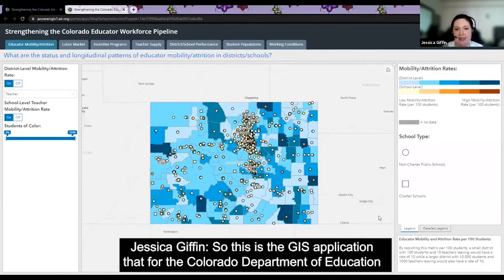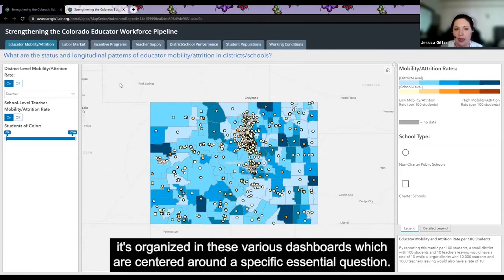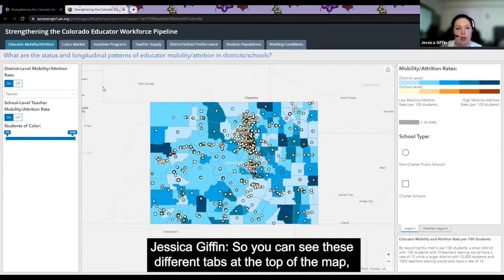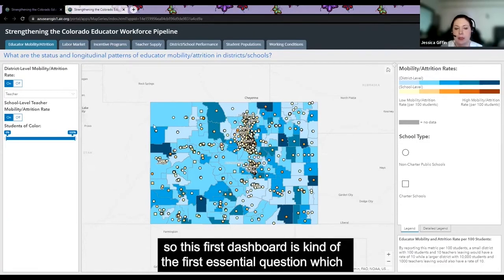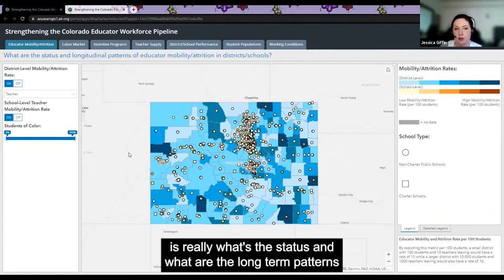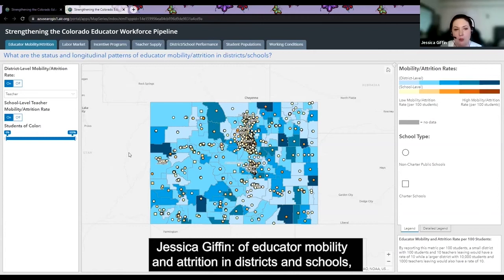So this is the GIS application for the Colorado Department of Education. It's organized in these various dashboards, which are centered around a specific essential question. So you can see these different tabs at the top of the map. This first dashboard is the first essential question, which is really: what's the status and what are the long-term patterns of educator mobility and attrition in districts and schools?